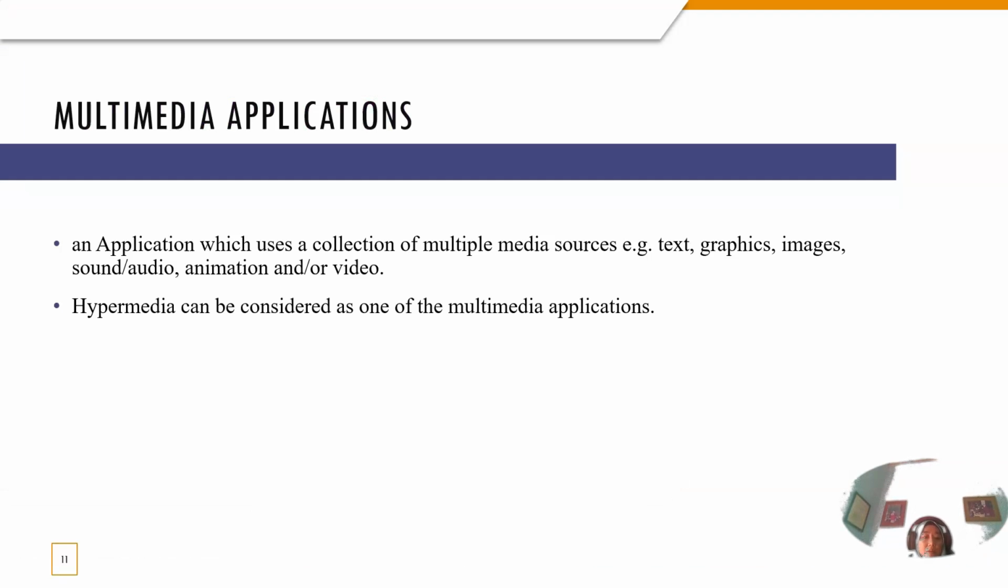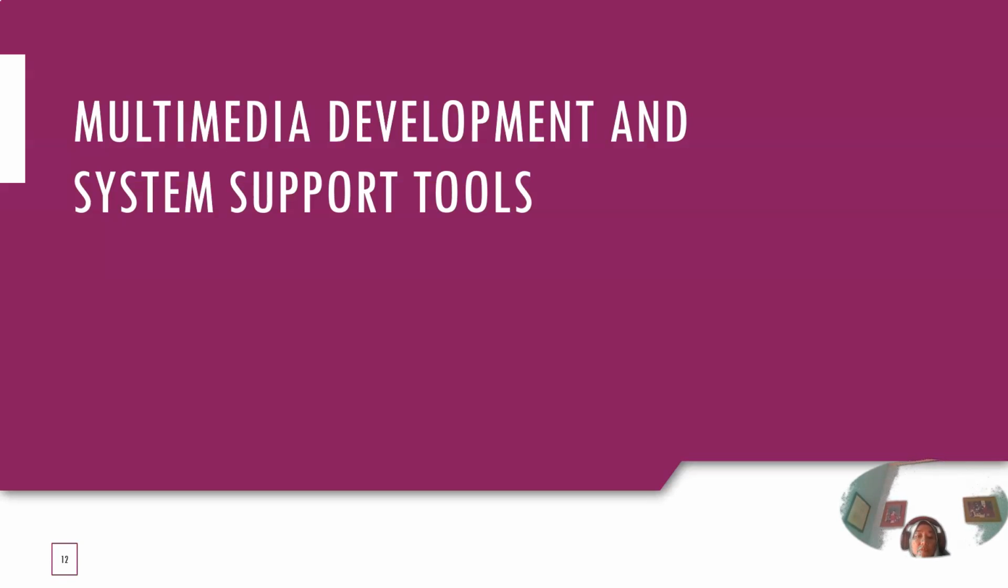Next, we look at multimedia applications. When we talk about multimedia applications, it is more about applying specific examples in the certain areas that we have discussed. It is an application which uses a collection of multiple sources. Of course, multimedia itself you have defined in the first chapter: a combination of at least more than one element from text, graphics, images, sound or audio, animation, and also video. Hypermedia can also be considered as one of the multimedia applications.